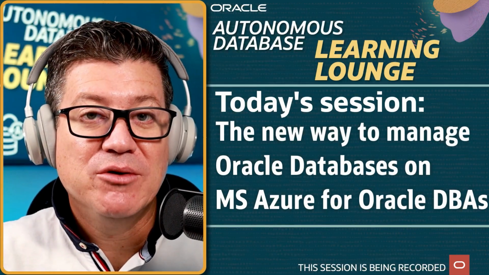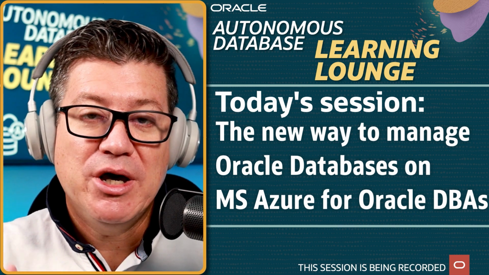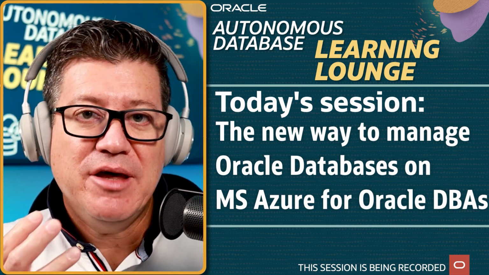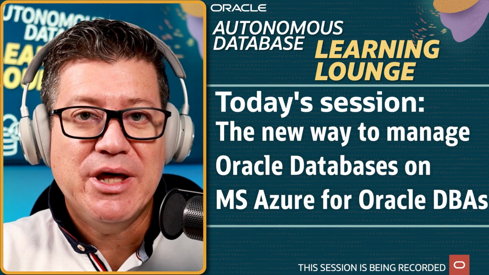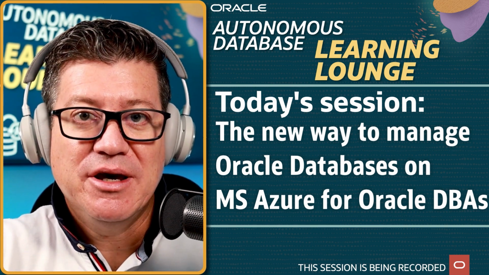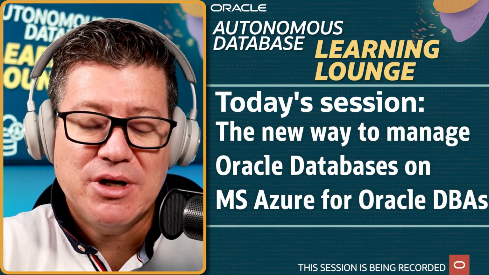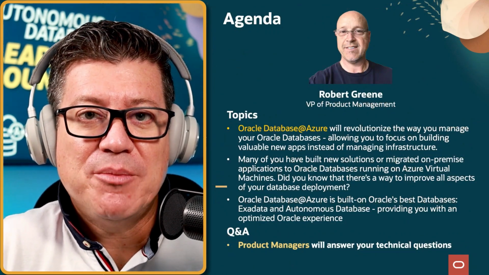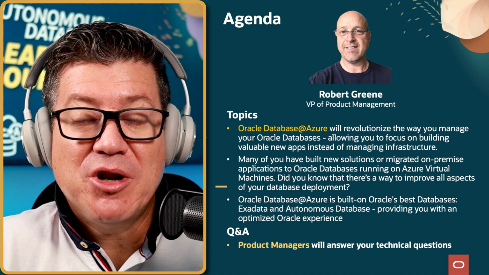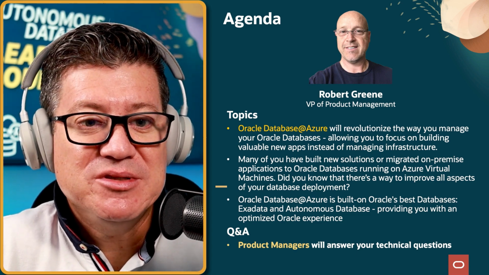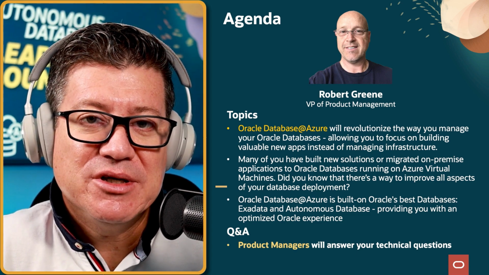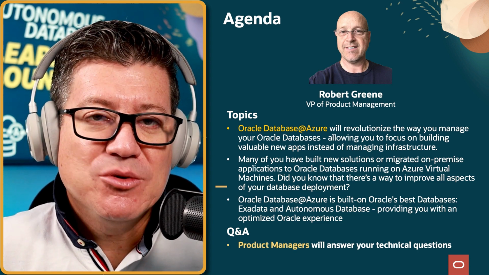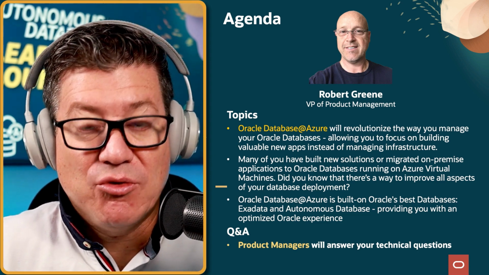We're going to be talking about how to manage your Oracle database and a new way that Autonomous Database allows you to do that, especially in Microsoft Azure Cloud. For that, we're going to bring in Robert Green, a vice president of product management in the Autonomous Database team. He's going to talk about how Oracle Database at Azure revolutionizes the way you manage your Oracle databases.